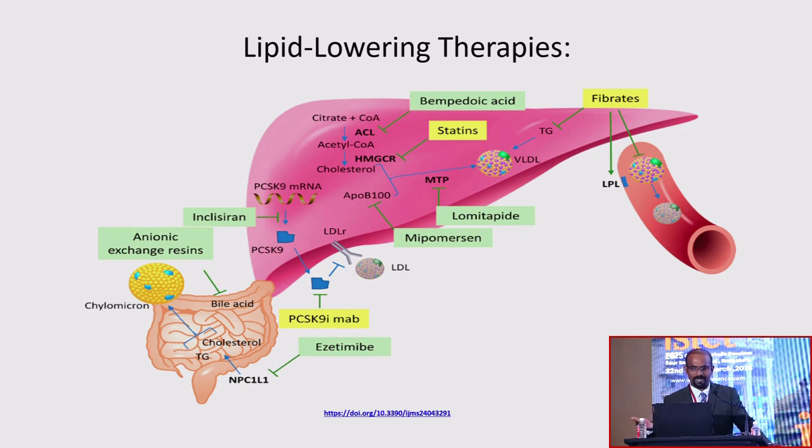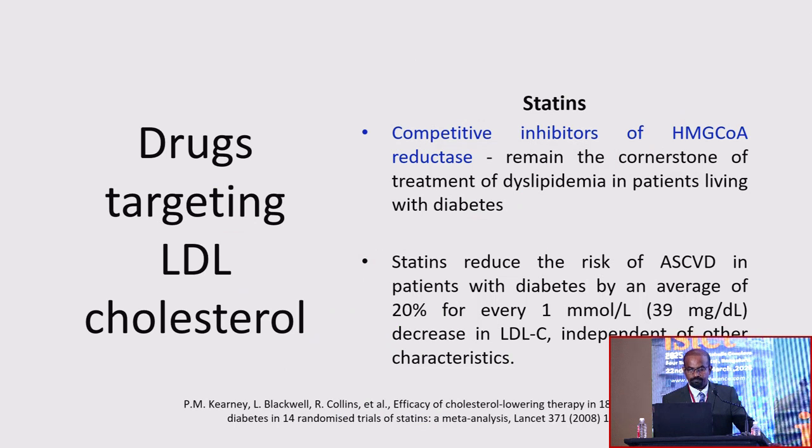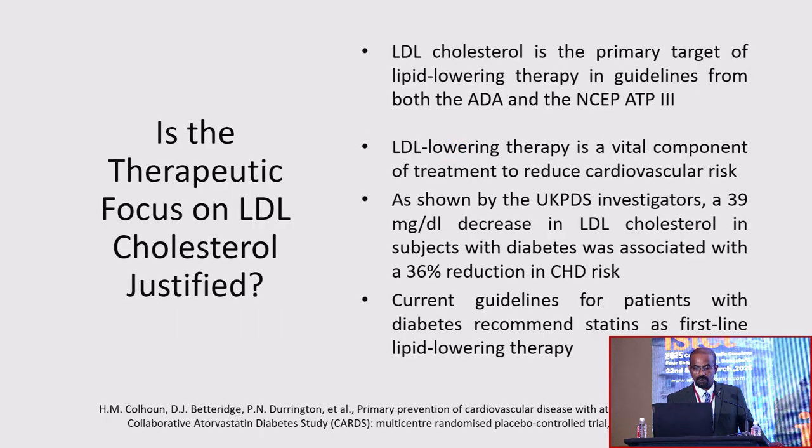And you have fibrates, you have niacin, which nowadays people are not using because of a lot of side effects. Ezetimibe is there. But our main target should be LDL cholesterol. And statins, we all know, are competitive inhibitors of HMG-CoA reductase. Statins reduce the risk of ASCVD in patients with diabetes by an average of 20%. It's a big number, 20% for every 39 milligram per deciliter decrease in LDL cholesterol.